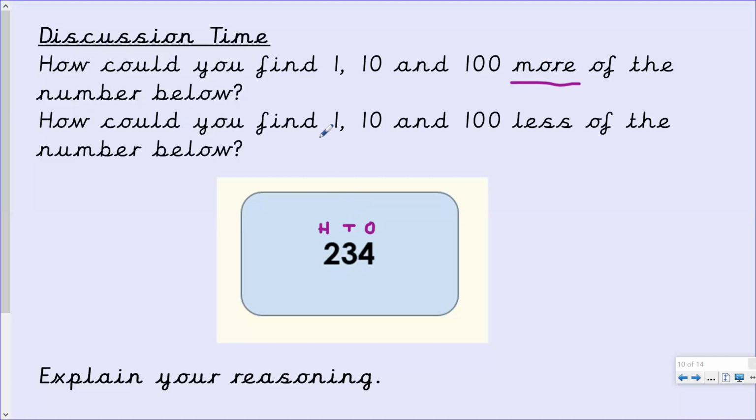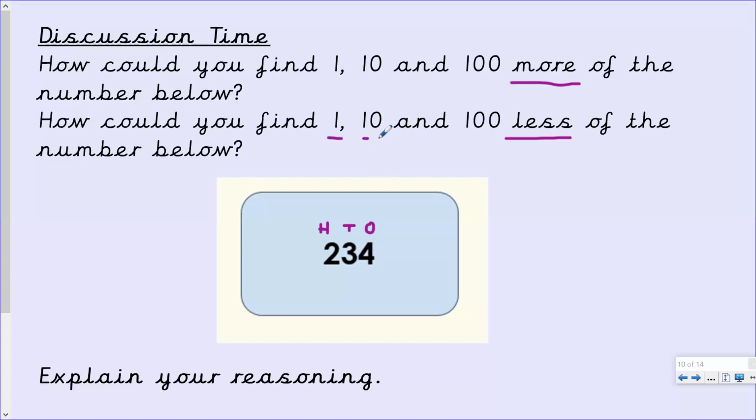How could you find 1, 10, and 100 less of the number below? Now this time we need less. How would we find 1 less than 234? Which column would I need to look at? I would need to look at the ones column. So what's 1 less than 4? 3. So my number would be 233.